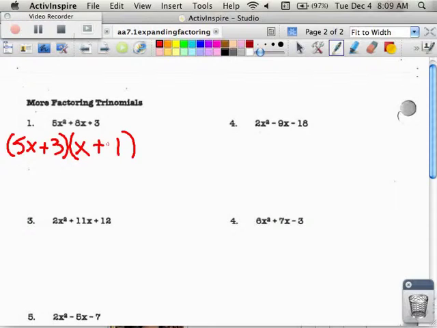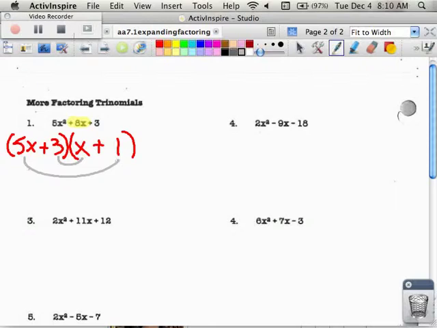If I want to check to see if my answer is correct, here's what I do. I know that the 5x times the x is 5x squared. I know that the 3 times the 1 is 3. So I know that my first thing and my last thing are good to go. However, I need to check my middle term. This middle term thing that I'm looking at, this positive 8x, has to be produced when I multiply the inners and when I multiply the outers. So the inners produce 3x, the outers produce 5x, 3x and 5x gives me my middle term of 8x.